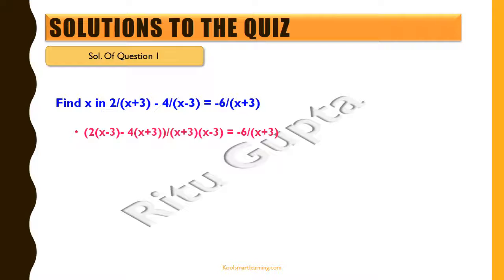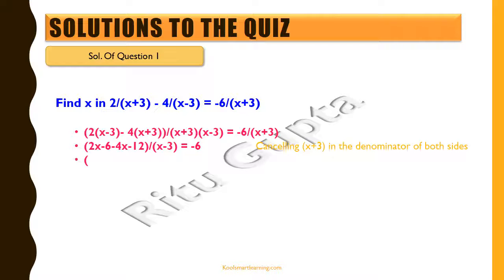So it becomes 2 into x minus 3 minus 4 into x plus 3 whole divided by x plus 3 into x minus 3, which is equal to, the right hand side does not change, minus 6 by x plus 3. Now we can obviously cancel x plus 3 on both the left hand side and right hand side denominators. So we get 2x minus 6, and we are simplifying it here. We get 2x minus 6 minus 4x minus 12 divided by x minus 3 is equal to minus 6.